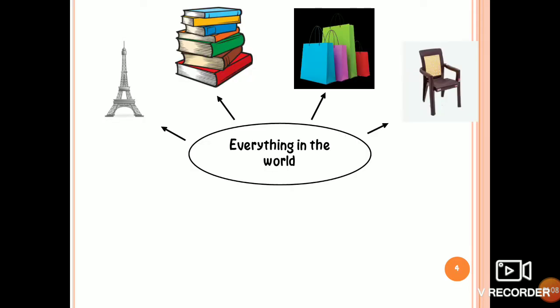So, everything in the world, from a tall Eiffel Tower to books, chairs and tables, everything that you see around you is made up of atoms.